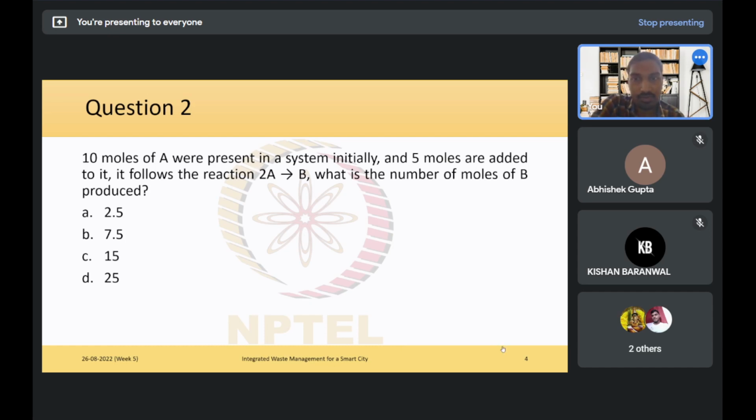Any answers? Okay, so the correct answer to this is actually option B, 7.5 moles. So we'll see how to solve that. Just 1 second.